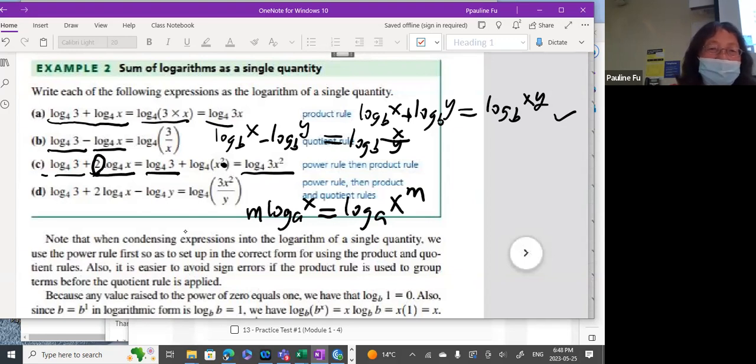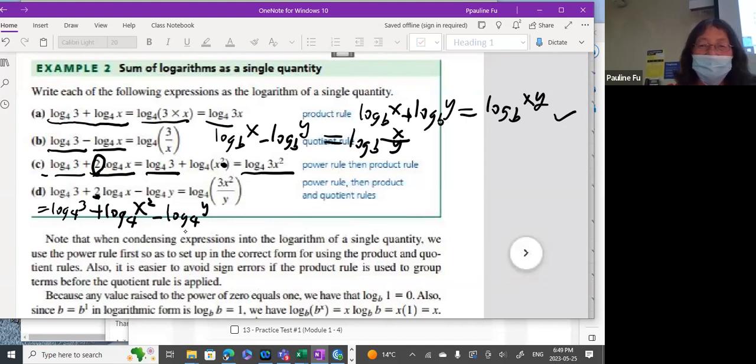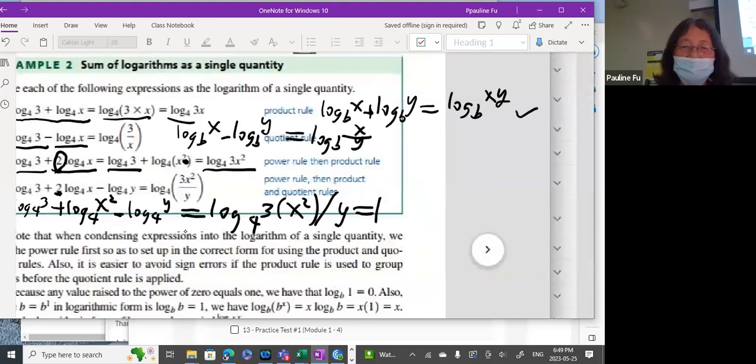Last one, we have a common base. So first, we copy down the first item. For this 2, we move this 2 such that it becomes the power of x because of this property here. Then we copy down next item. And it is just log 4. So if you have plus, it is 3 times x squared. If you have minus, so divided by y. So the final answer, log 4, 3x squared over y.